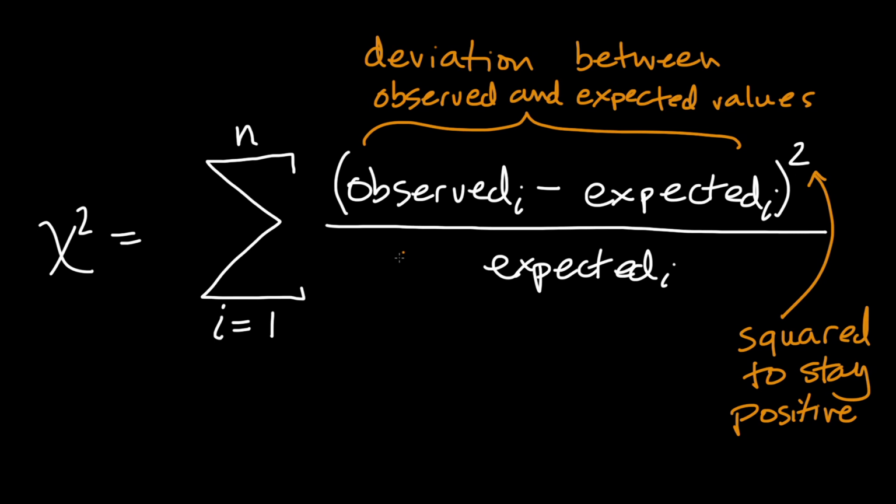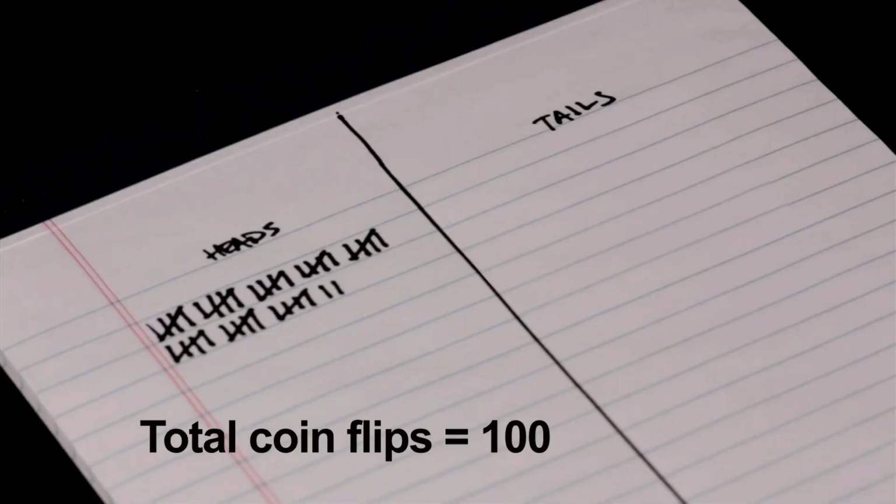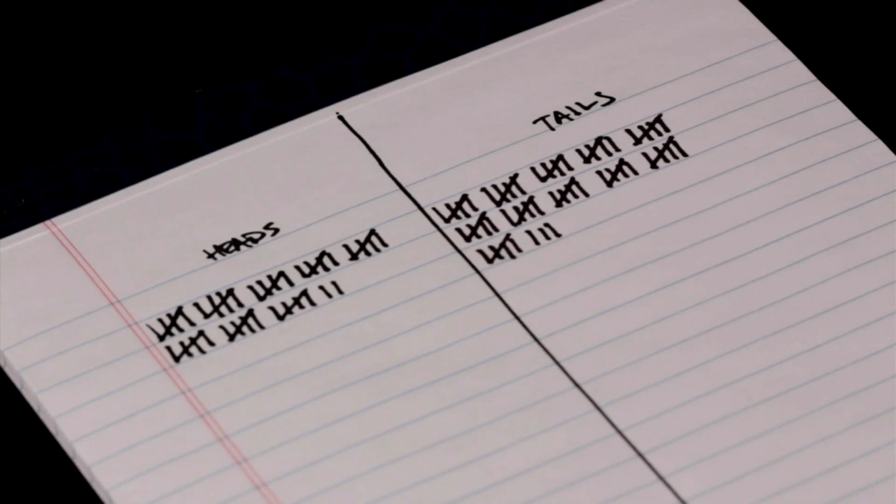Each term in the summation is divided by the expected value of the outcome as a way of normalizing each difference. The chi-square statistic lives in a distribution. This is the chi-square distribution for any sample that has two categories of data, or, in other words, one degree of freedom. If the outcome of an event can only fall into one of two categories, we only need to know how many events fell into one category in order to determine how many fell into the other category.